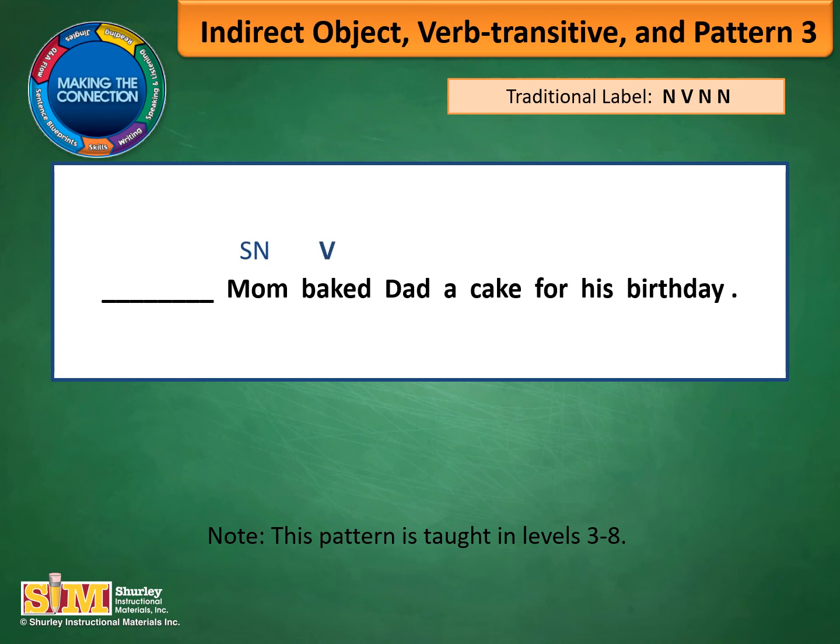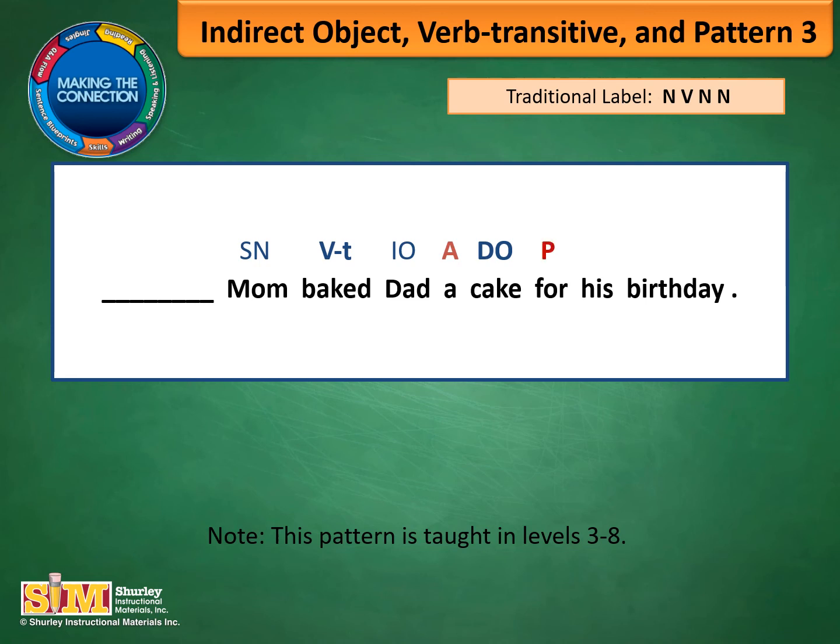Verb. Mom baked what? Cake. Verify the noun. Does cake mean the same thing as mom? No. Cake, direct object. Baked, verb transitive. Mom baked cake for whom? Dad, indirect object. A, article adjective.